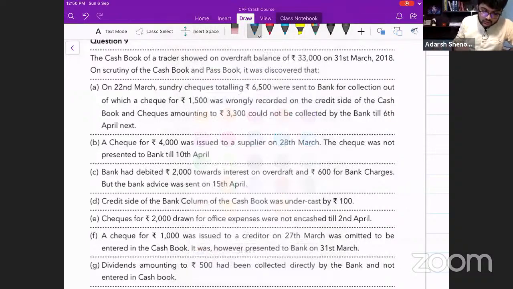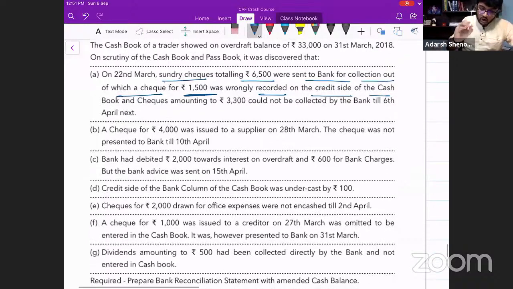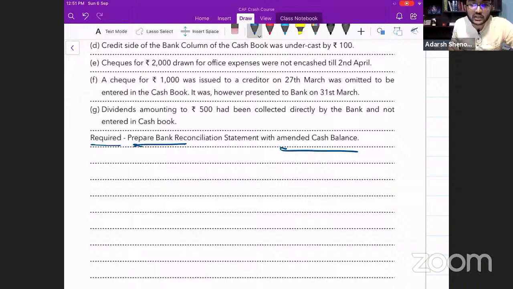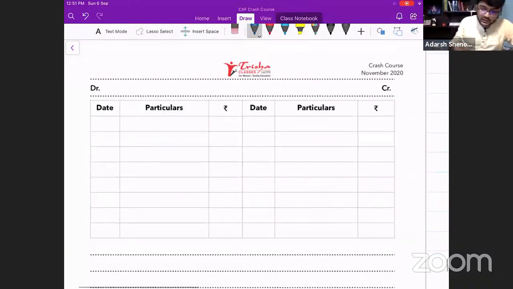Here, on 22nd March, Sunday, checks totaling 6,500 were sent to the bank for collection, out of which a check for 1,500 was wrongly recorded on the credit side of the cash book. Okay, first of all, should we prepare adjusted cash book? What have they said? Required: prepare bank reconciliation statement with amended cash balance. That means, should we prepare the adjusted cash book? Yes, we have to prepare the amended cash book or adjusted cash book.